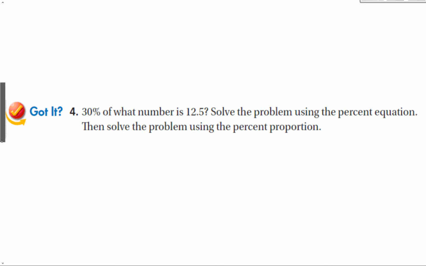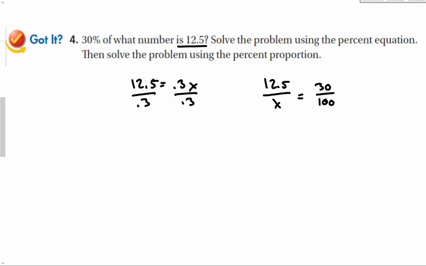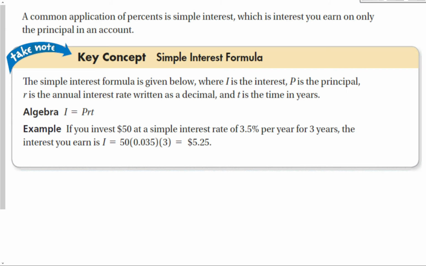Okay, let's look at our got it problem. 30% of what number is 12.5? So 12.5 is equal to 0.3 times some number. Or if I want to set it up with a percent proportion, we would go is 12.5 over of is equal to the percent over 100. Okay? And both of these methods will lead us to the answer. 12.5 divided by 0.3 gives me 41.6. Same thing here: 12.5 times 100 gives me 1250 equals 30x, divided by 30, and we get the same thing. X is 41.6.